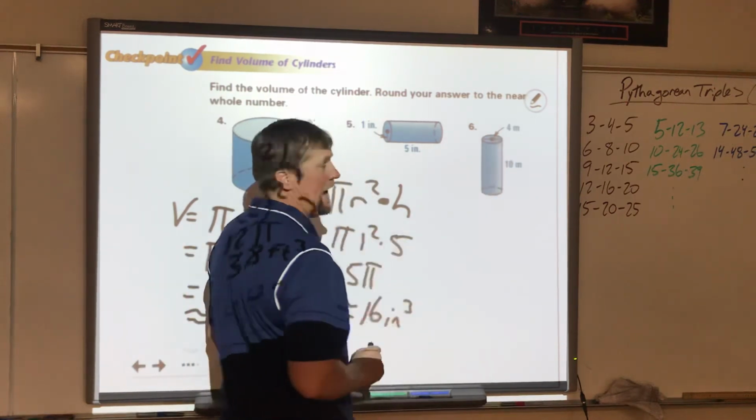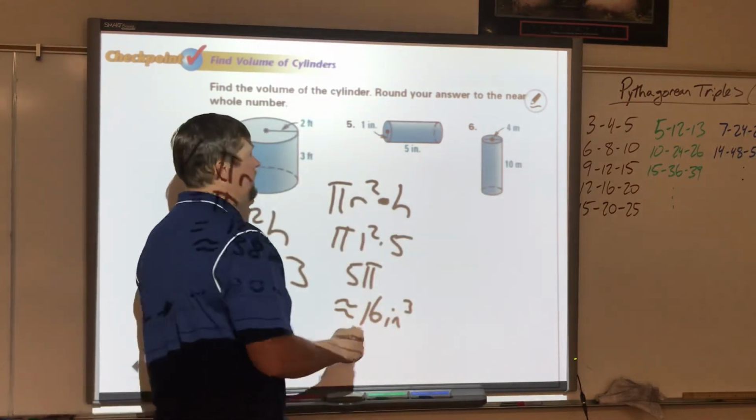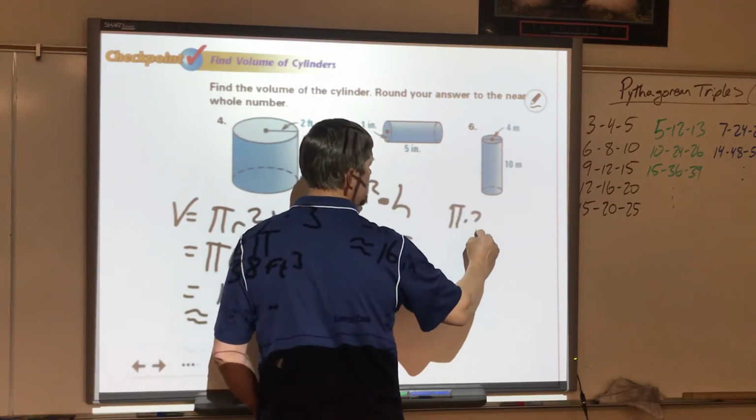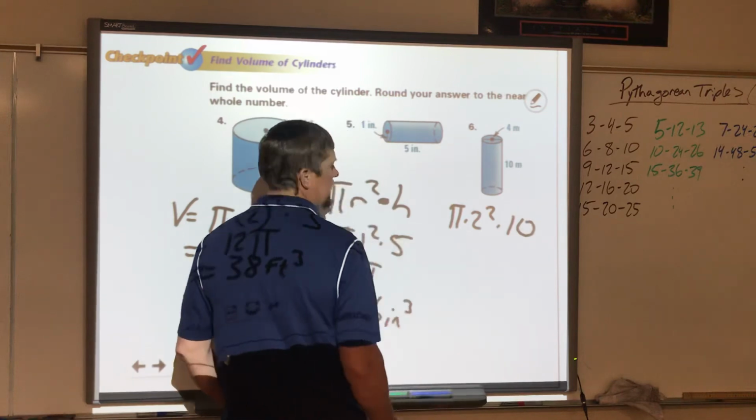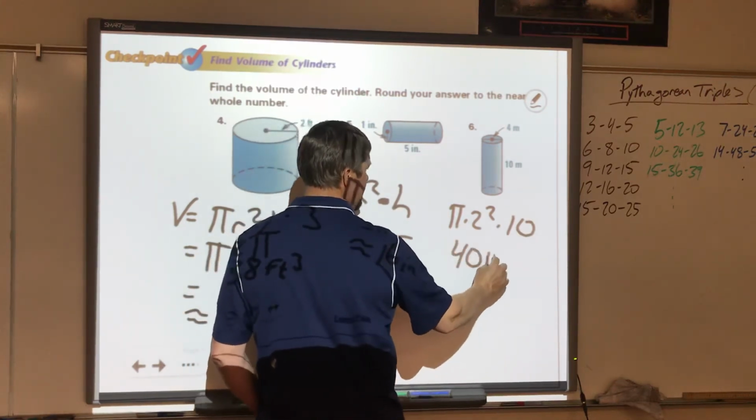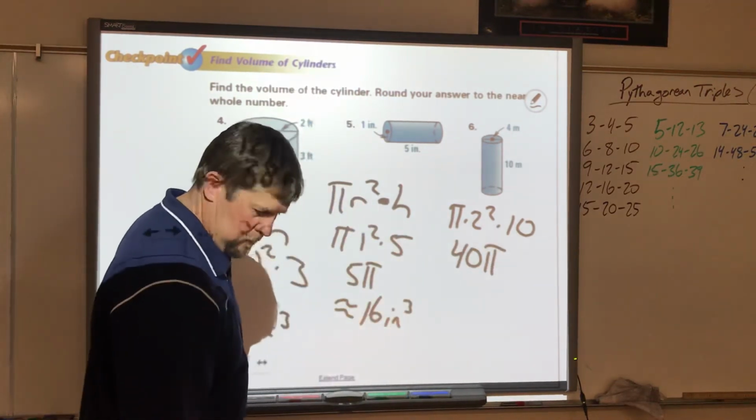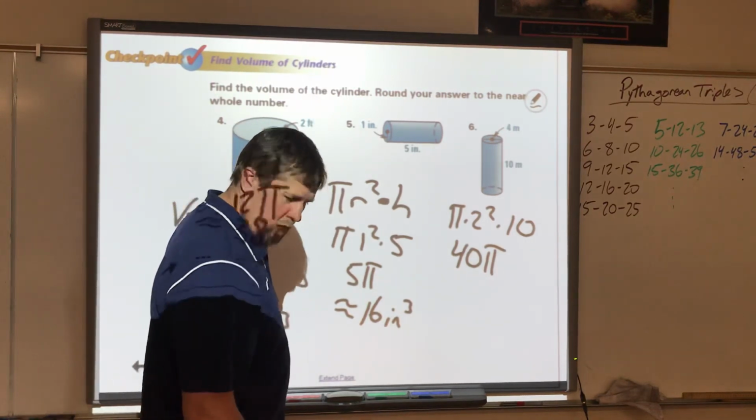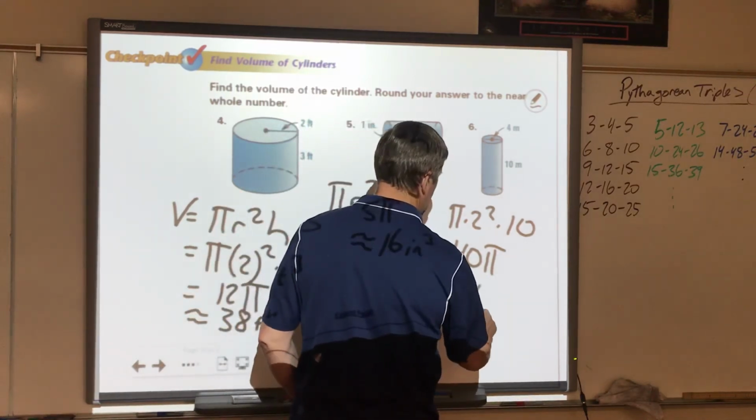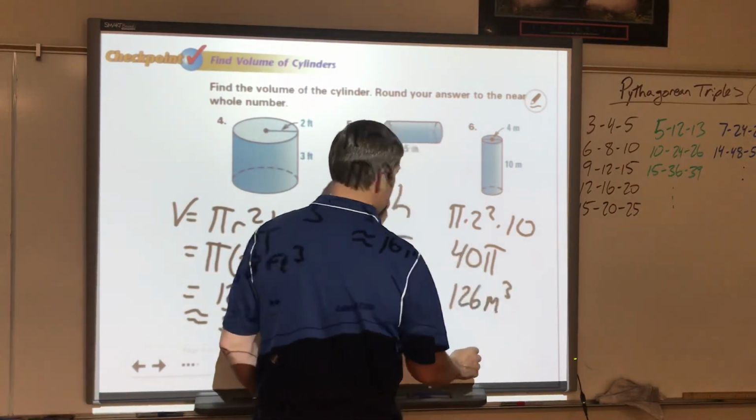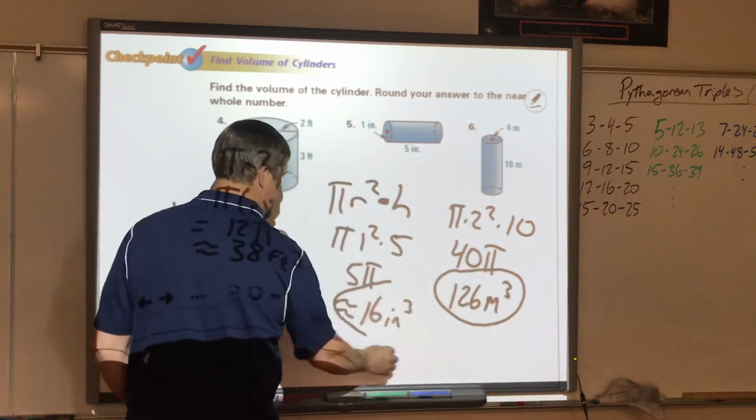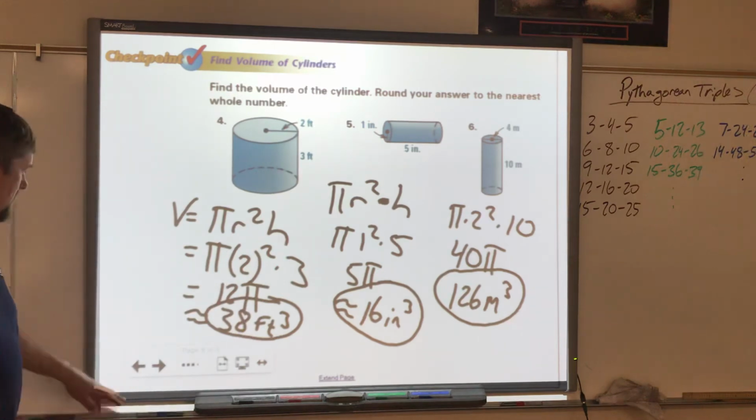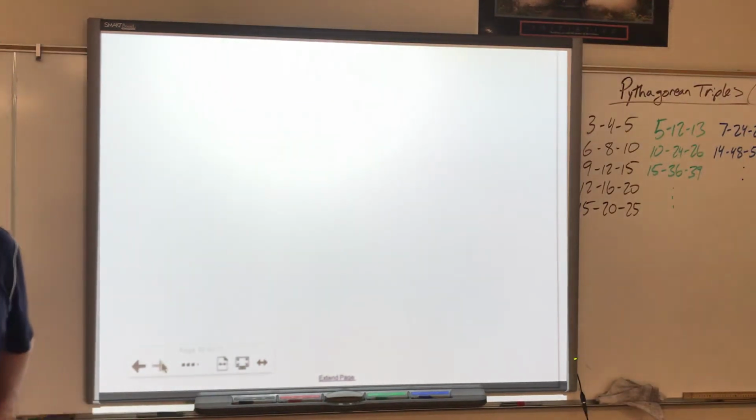This one gives you a diameter instead of a radius. You got to really be careful about that. So the radius is 2. So it's pi times 2 squared times the height. So that's 40 pi, which is 126 meters cubed. And that's it for section 9.4.